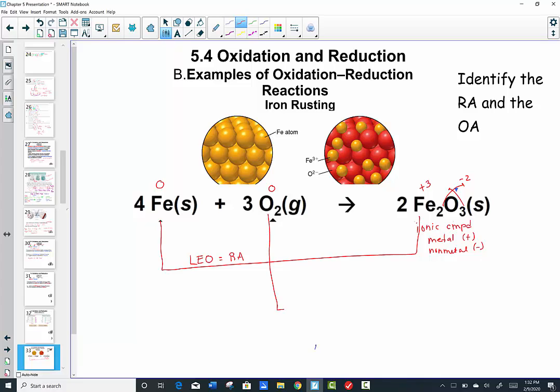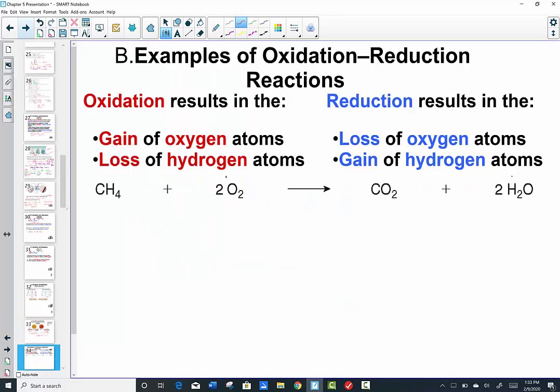The oxygen went from a 0 to a -2. Becoming more negative is a reduction. Gaining electrons is reduction. So therefore, since oxygen was reduced, it is known as the oxidizing agent. Iron, the reducing agent. Oxygen was the oxidizing agent. That was all we had to do, is recognize the change of charge and, based on oxidation and reduction, label out the agents.